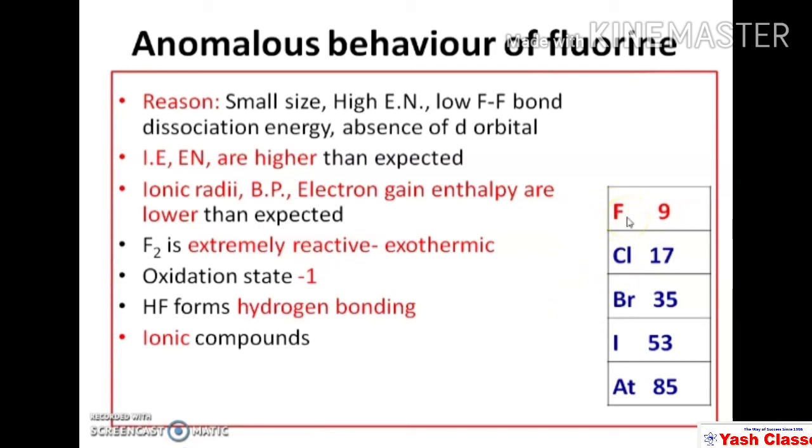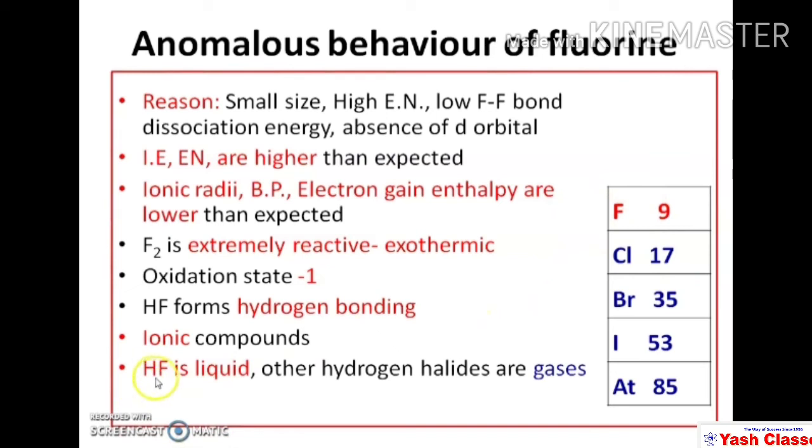Fluorine forms ionic compounds. Ionic character is more in hydrogen fluoride. Hydrogen fluoride is a liquid at room temperature, whereas other hydrogen halides are gases at room temperature. HCl, HBr, HI are gases at room temperature. And fluorine does not form polyhalide ions, whereas other halogens can form polyhalide ions. So this is about the anomalous behavior of fluorine.